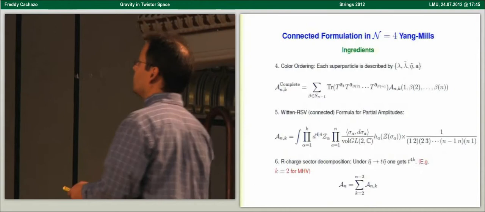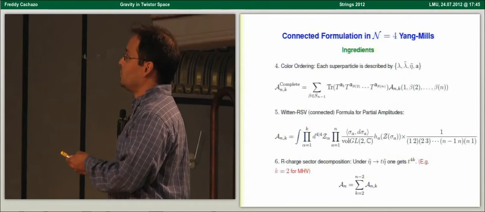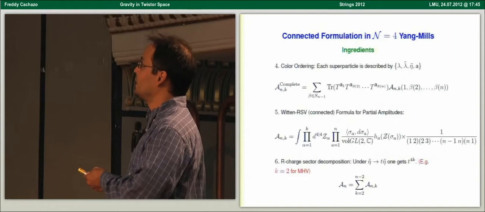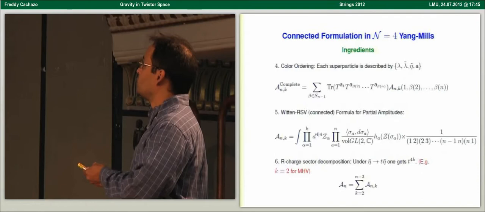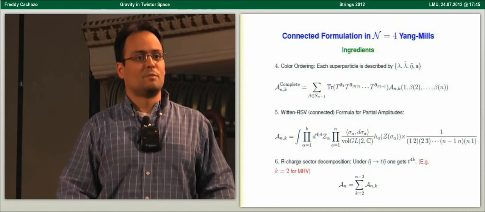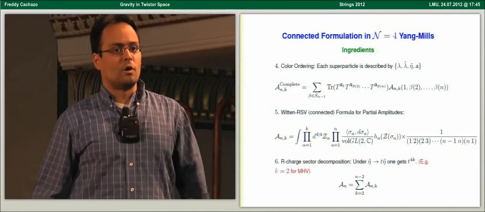Now, having all that, I can present, or review, the connected formulation. The connected formulation for an amplitude of n gluons in the k-sector is simply given by the integration over the moduli space of all the maps from a Riemann sphere with n punctures, dressed with a momentum eigenstate, times this factor here. I hope you recognize this factor as the factor that was sitting there in the MHV amplitude. So this formula basically takes the MHV amplitude and boosts it to all the k-sectors.